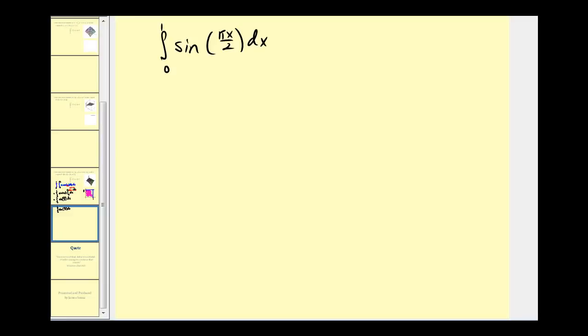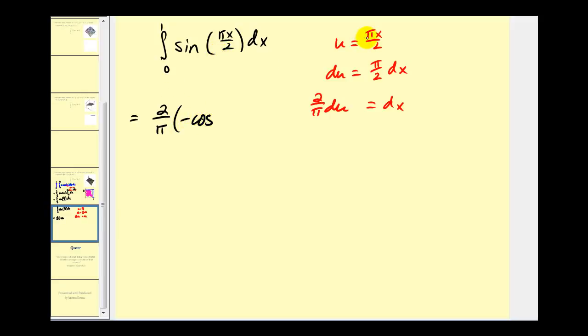We do have to perform u substitution again. U is going to be pi x over 2. So differential u is going to be pi over 2 dx, which means dx is equal to 2 over pi du. So we'll have an extra factor of 2 divided by pi. And the antiderivative of sine u is going to be negative cosine u, so we'll have negative cosine pi x over 2.